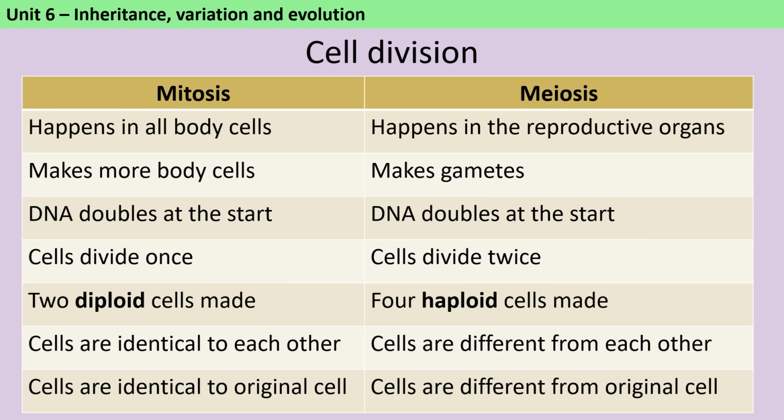Meiosis we've only really talked about for paper 2, and it happens in the reproductive organs. It's used to make gametes, sperm and eggs. It also starts with the DNA doubling, but then the cells divide twice. This means that instead of making 2 diploid cells with the same amount of DNA as the parent cells, 4 haploid cells are made with half the normal amount of DNA. The cells are different to each other and also different to the parent cell that they're made from.